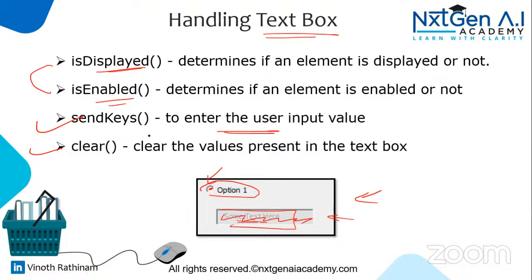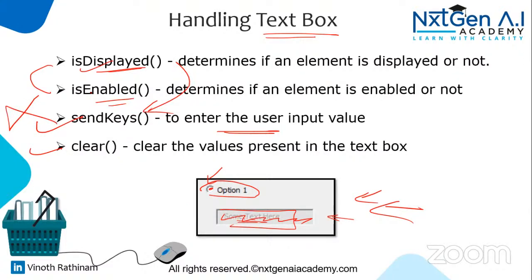But now you understood the functionality of enabled and disabled. Same way, what is the difference with is displayed? With is displayed, you are checking whether it is displayed or not, meaning yes, it is available in the web page. Okay, go and enter the value with send keys. Your script will fail because it is displayed but it is not enabled.